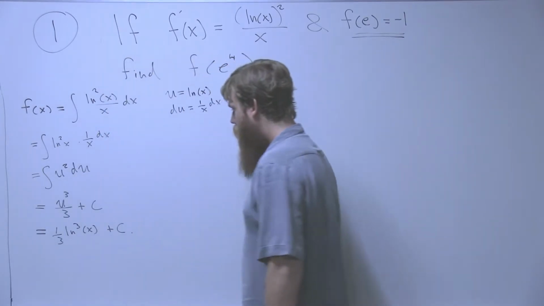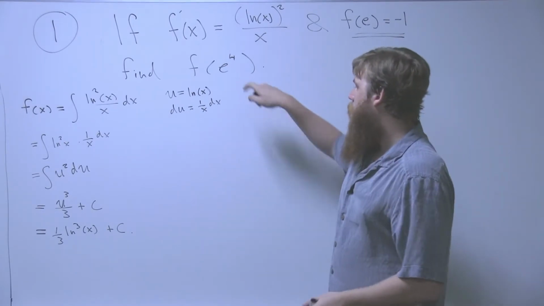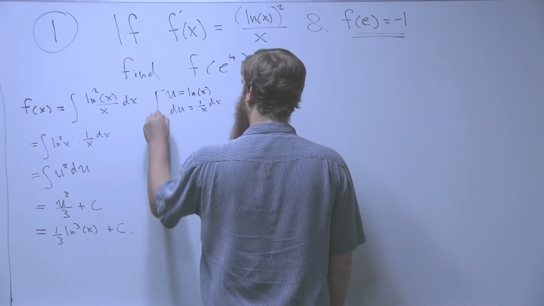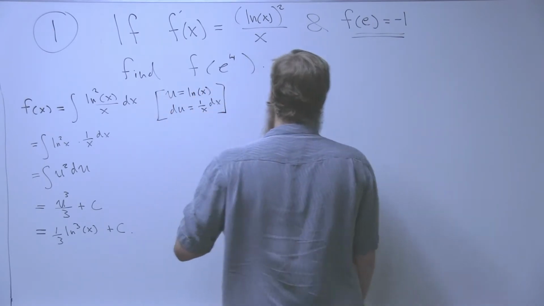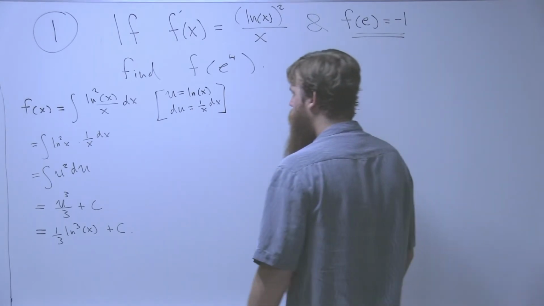Okay? So we've completed the integration task, but we still don't have everything we need in order to evaluate f of e to the fourth. Namely, we don't know what this constant is. Thankfully, we're given a piece of information that will help us find that constant. Namely, we were told f of e is equal to -1.